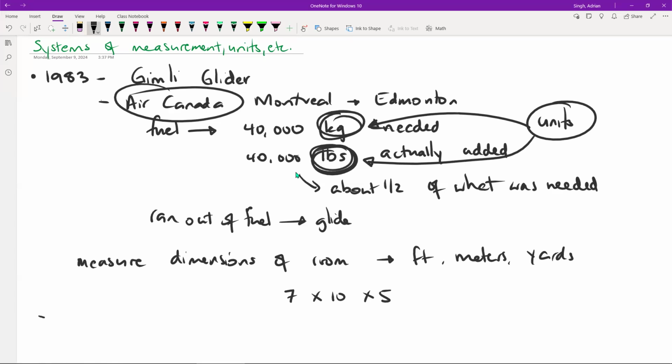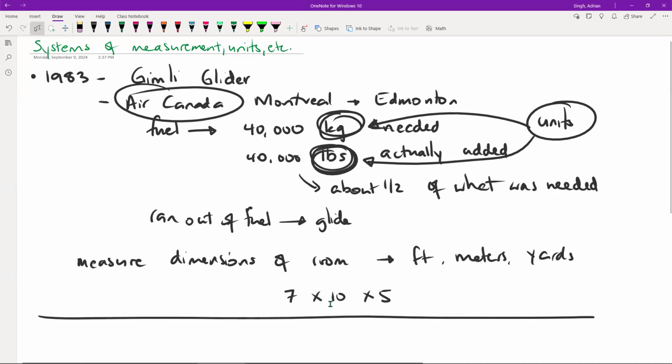So it's really, really important that you pay attention to your units because they do make a difference, especially when you calculate things, but also, as we just said, in this fairly dramatic example with an airplane.